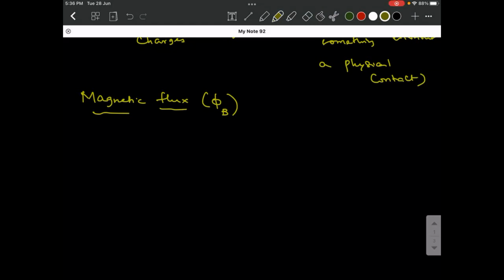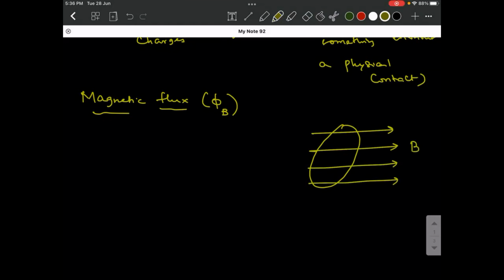Number of field lines passing through what? Through a given area, and how should it pass? Normal to the surface. I'm saying the number of magnetic field lines passing through a given area, comma, normal to it.